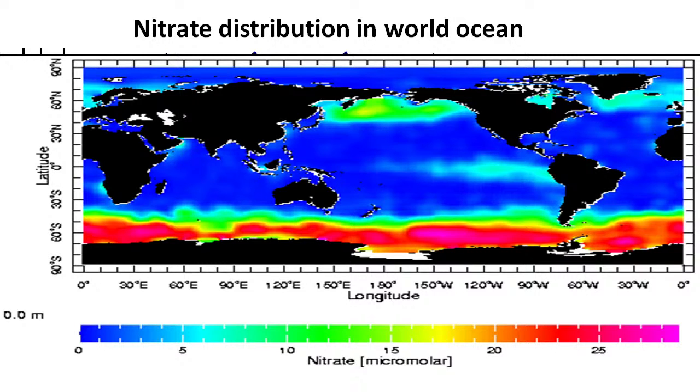There are other constituents which are also defined as nutrients. Now, why this distribution is there, that in some parts it is low and in some parts it is high, is partly governed by the circulation pattern. In the Southern Ocean, the mixed layer is quite deep, so the nutrients are there, but the light is not there. So nutrients are not able to get consumed by the phytoplankton because of the light limitation.